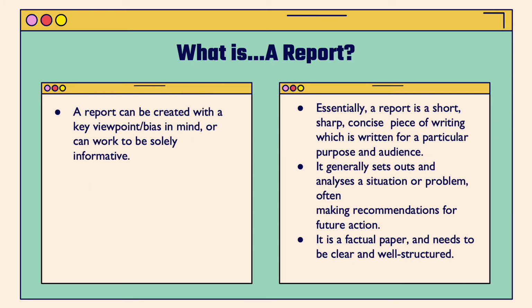The final piece of writing we're going to look at today is a report. So a report is normally an informative piece of writing, but it can be created with a viewpoint or a bias in mind. It's essentially a short, sharp, concise piece of writing which is written for a particular purpose and audience. It generally sets out and analyses a situation or problem, often making recommendations for future action. It is a factual paper and needs to be clear and well structured. For example, you would need to have subheadings within your report.